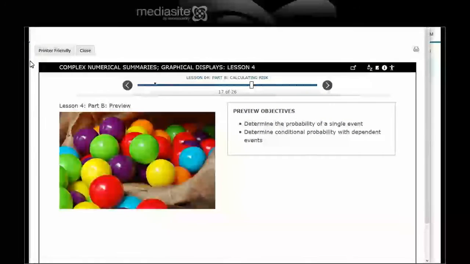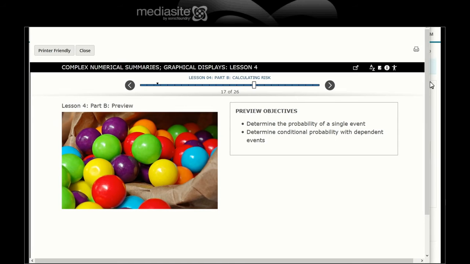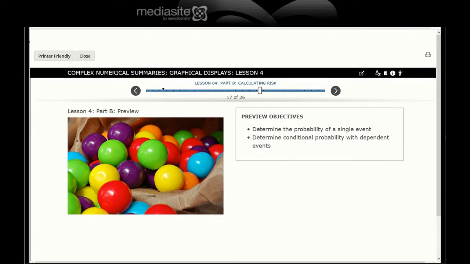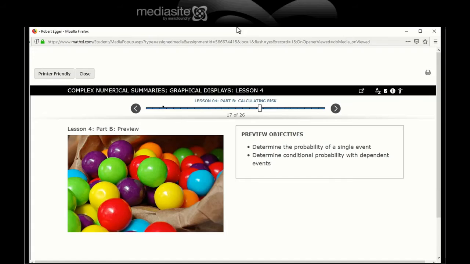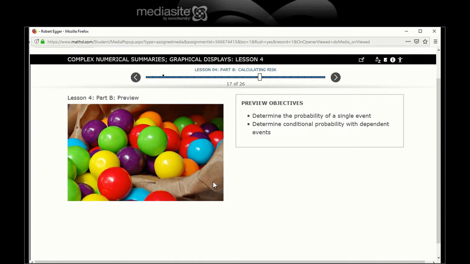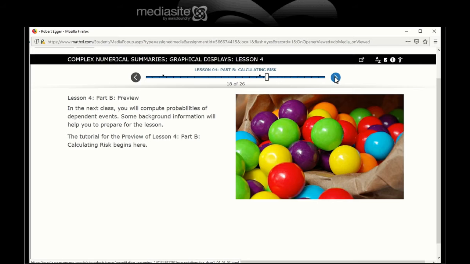Again, I have to size it up properly. All right, let's see. This tutorial will determine the probability of a single event and determine conditional probability with dependent events. Okay, so let's continue. Lesson 4, Part B. In this class, you will compute probabilities of dependent events. Some background information will help you prepare for the lesson. The tutorial begins here.